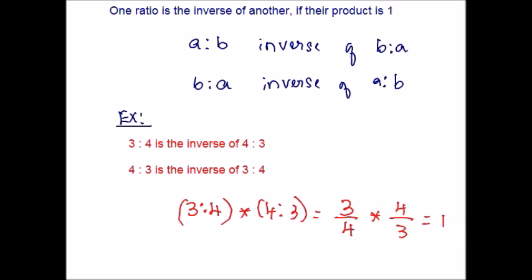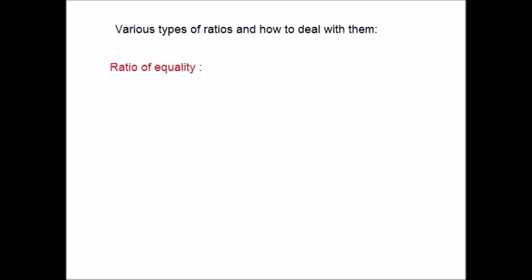So you have proved that 3 is to 4 and 4 is to 3 are inverses to each other. Hope that makes sense to you. Now let us move on to the next type, ratio of equality. The name itself explains what a ratio of equality is.